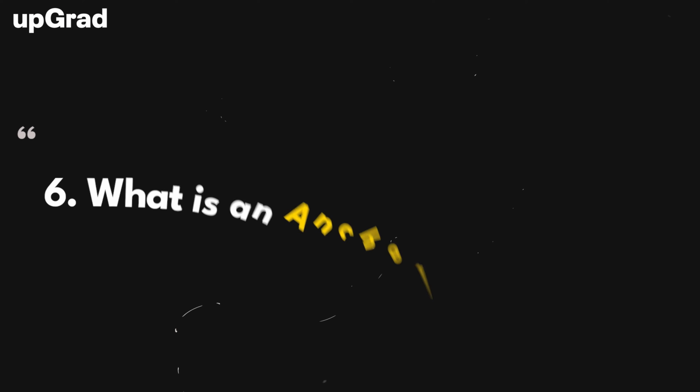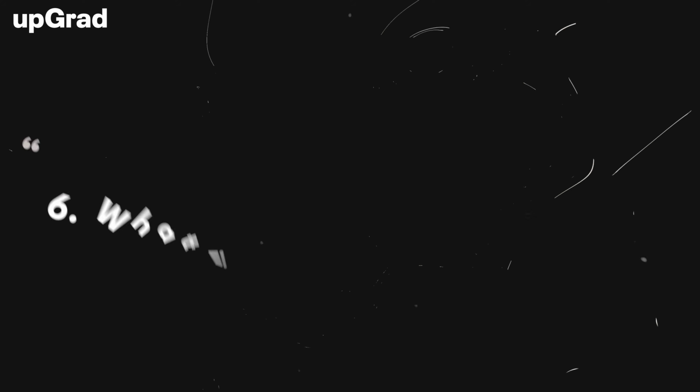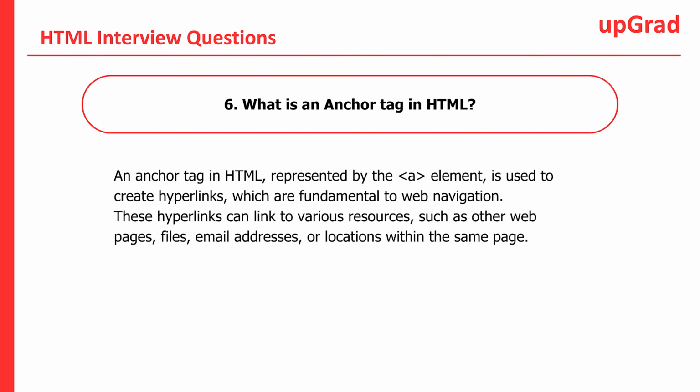Question number 6. What is an anchor tag in HTML? An anchor tag in HTML, represented by the a tag, is used to create hyperlinks, which are fundamental to web navigation. These hyperlinks can link to various resources such as other web pages, files, email addresses, or locations within the same page. The anchor tag is a critical component of HTML, enabling users to navigate between different parts of the web seamlessly.